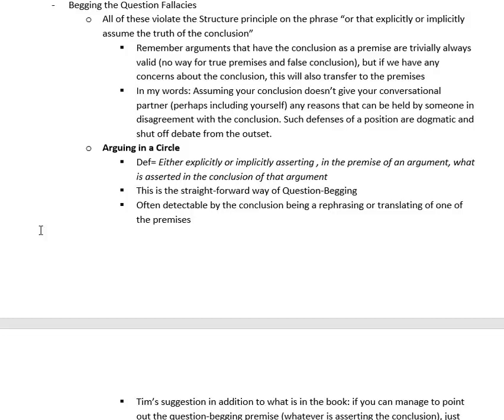There's also ways in which it can be done maliciously, like intentionally, for some kind of rhetorical effect or to try to win the debate, as a sneaky tactic. Although in my experience, that's fairly rare. It takes a little bit of sophistication to intentionally use begging the question. What's more common though.